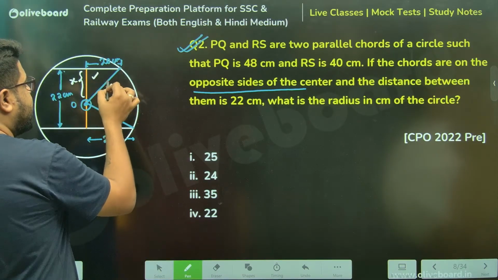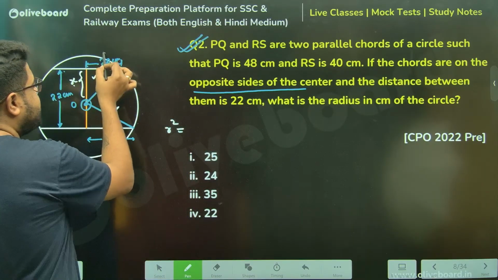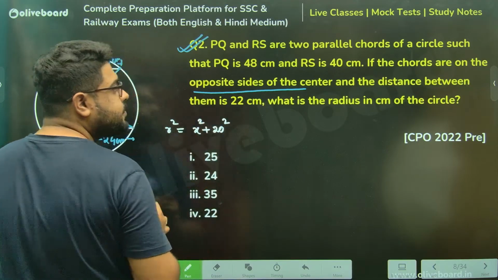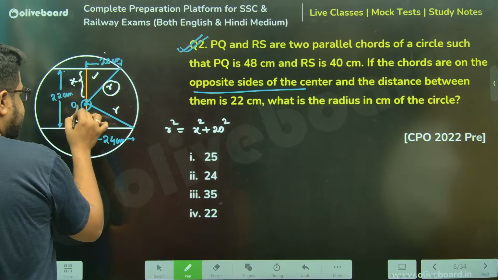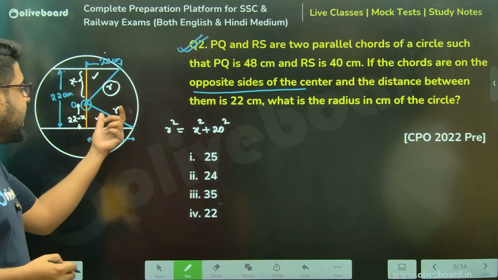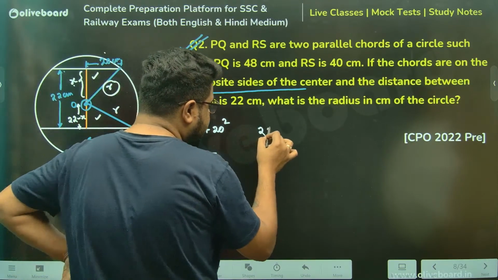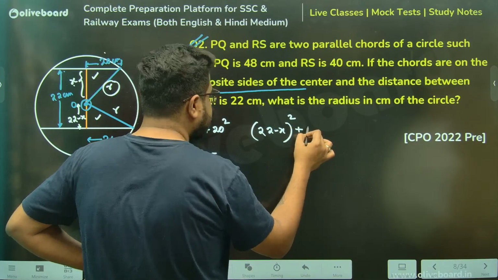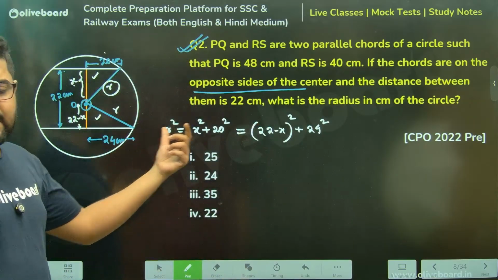So from the top triangle, r square value will be how much, sir? r square will be x square plus 20 square. Now, if total is 22 and this is x, so can I say this much will be 22 minus x, sir? So from this bottom triangle, the r square value will be (22 minus x) whole square plus 24 square. Now, both are equal to r square. I can calculate the value of x from here.